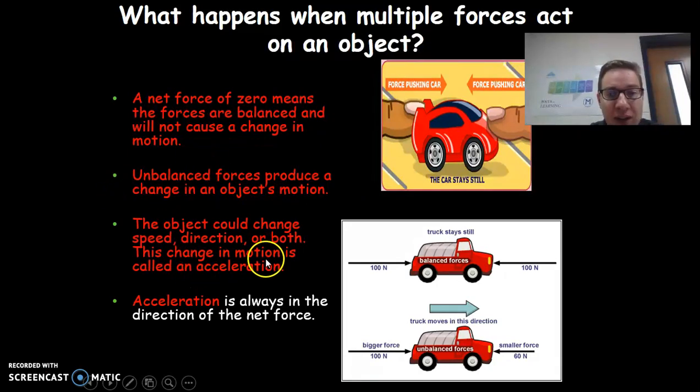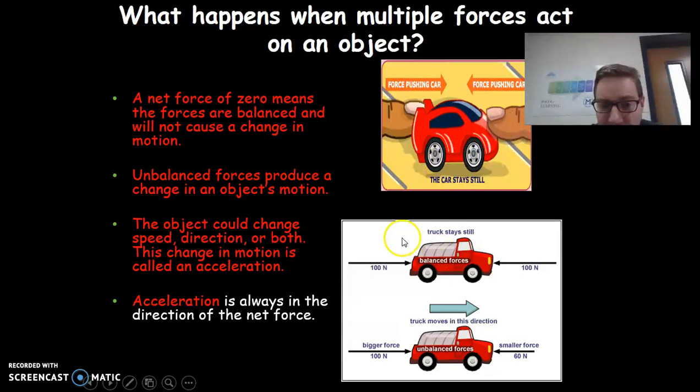This change is called acceleration. We talked about acceleration earlier. Anytime you've seen a change in motion, it's called acceleration. Acceleration is always in the direction of the net force. Up here, this is a net force of 0. The car stands still because one person is pushing on one side and a person is pushing on the other side, and it's not moving.